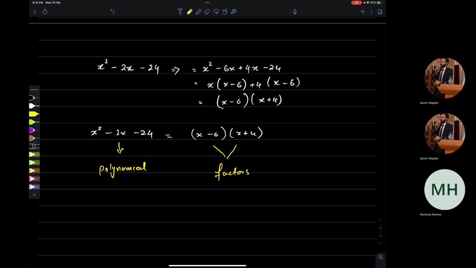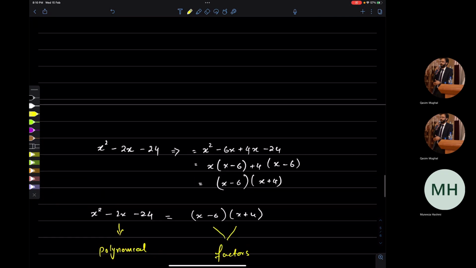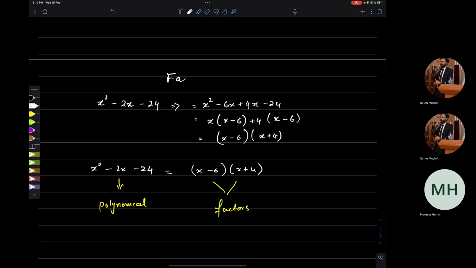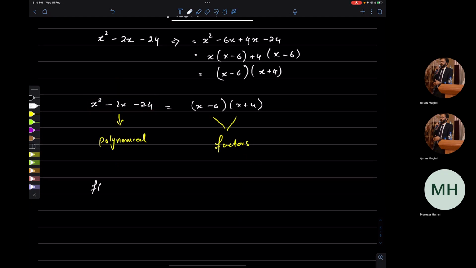Now, what is actually a factor theorem? And what do we actually mean by a factor theorem? So let's begin with the factor theorem. Before I start, I want you to do one thing. Can you plug in plus 6 into this function? So for example, the function is f of x equals x squared minus 2x minus 24. Can you find out f of 6? What will I get?